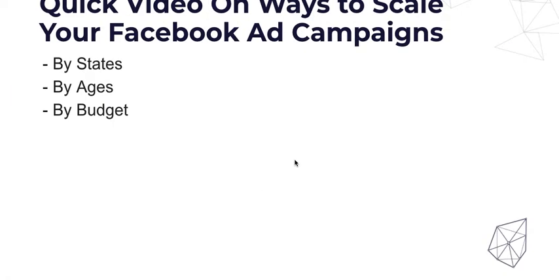there's 3 main ways you can scale your ad campaigns to 100,000 a year. There's more ways than this, but these are the main ones that you can use now, and these are the easiest ones, and these are the ones that I use again and again. By states, by ages, and by budget. So if we break down states, for example, in the United States, you have over 40 states.